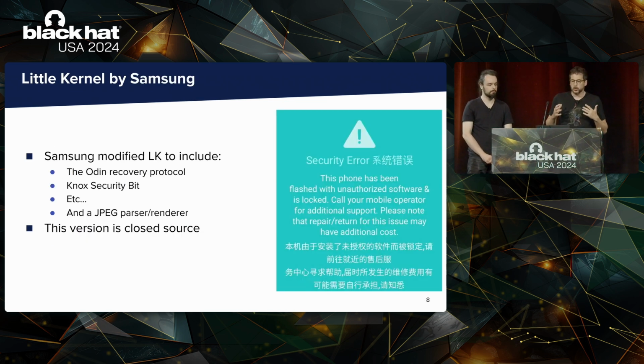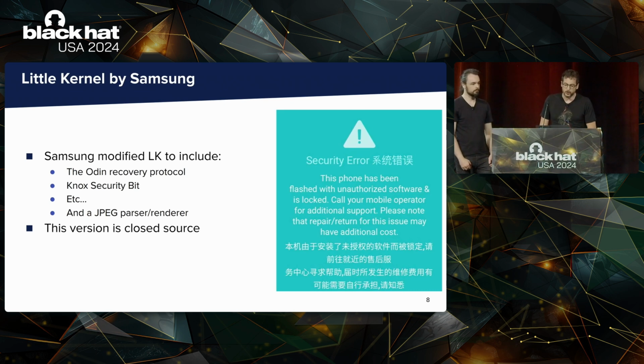Now, the Little Kernel bootloader we have here is a closed source version that was modified by Samsung. They added a couple of features, such as Odin, which is a recovery protocol that allows flashing partitions through USB. We also have the KNOX security bit. It's a way to void the warranty of the device when the bootloader is unlocked. So it's security for Samsung rather than for the actual user. And you have a bunch of little features like this.